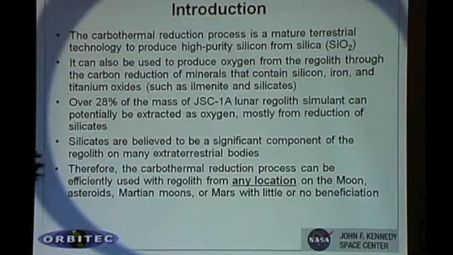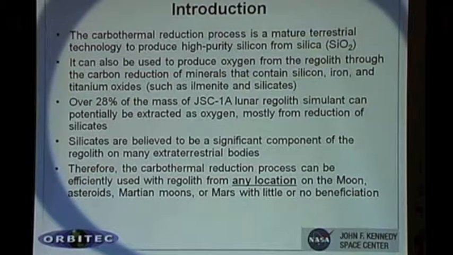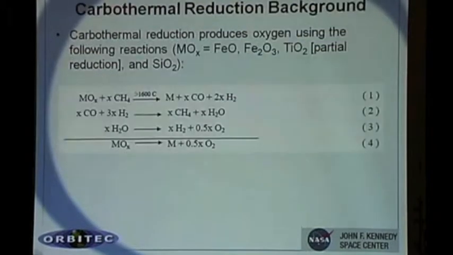So if you look at a simulant like JSC-1A, it's 28% oxygen that can be extracted from this process. Another process you may have heard of is hydrogen reduction. That can only get like 1 or 2% oxygen. And so we can use this really any location. The moon, Mars, asteroids, moons of Mars. You could really process that regolith no matter where you are.